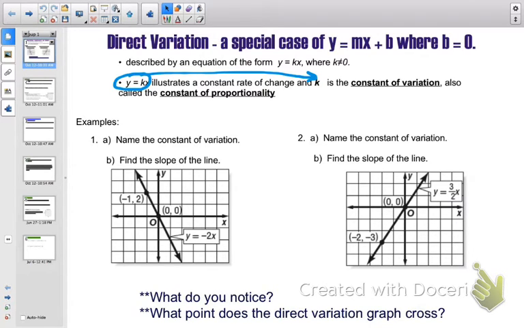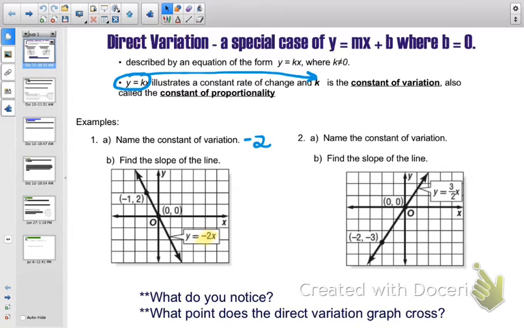If we look at example 1a, it says name the constant of variation. Well, if we look at that line, there's an equation given to us, y equals negative 2x. Since k is being multiplied by x, we can say that the constant of variation is that number, negative 2. So 1a, our solution is negative 2.